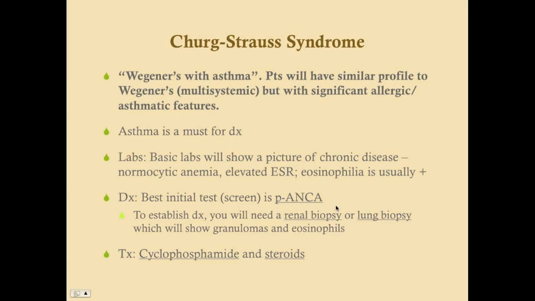And if the P-ANCA comes back positive, then you have a presumptive diagnosis of Churg-Strauss syndrome. To establish the diagnosis, you're also going to need to get a renal biopsy. You can also get by with a lung biopsy. Both of these are going to show granulomas and eosinophils. The eosinophils are particular to Churg-Strauss syndrome because you have this allergic process going on in addition to the autoimmune process. The treatment is generally the same. For the USMLE, it's going to be the same: cyclophosphamide and steroids.